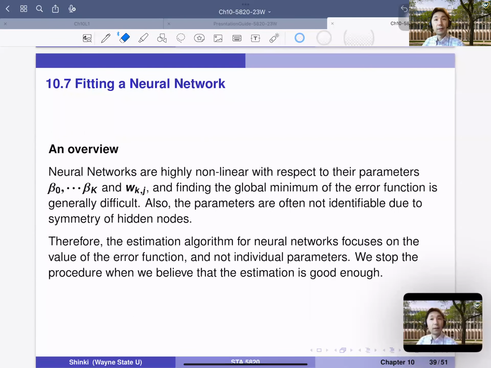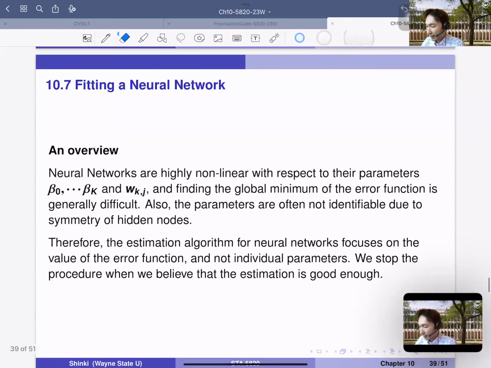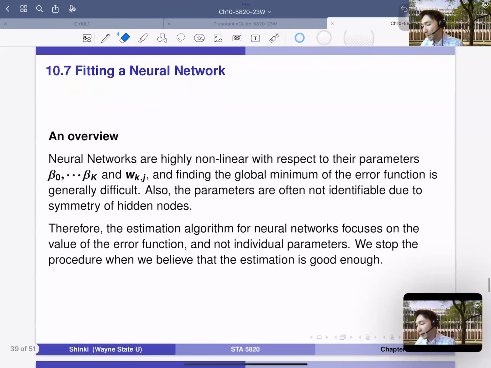Yeah, do you have any questions so far? Yeah, so at least the neural network is not for every analysis. And it applies to very limited cases.